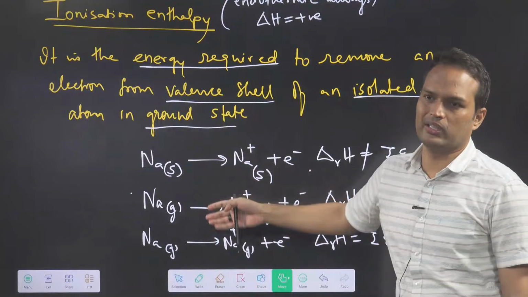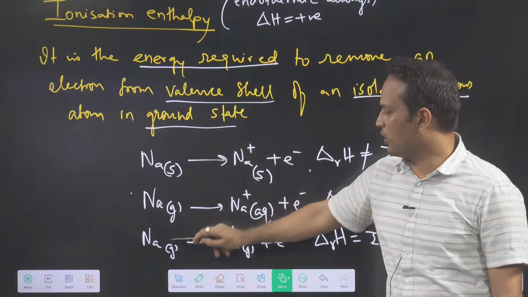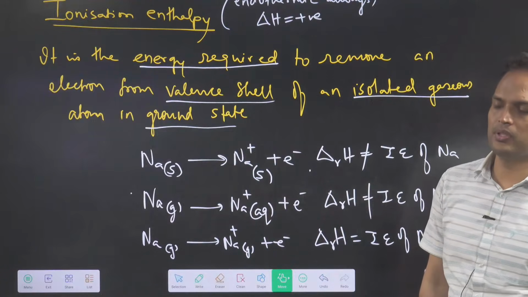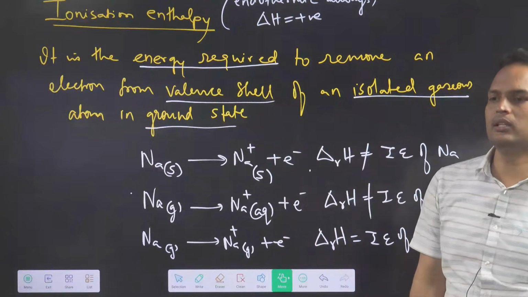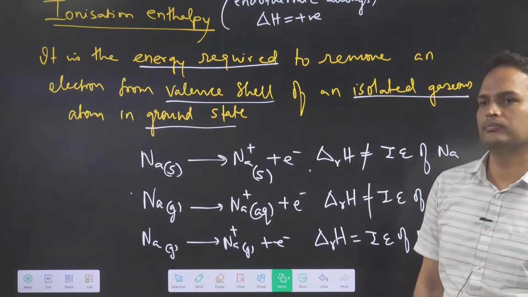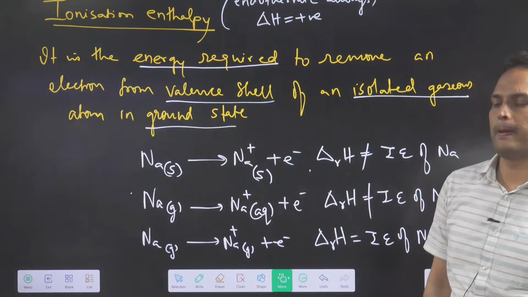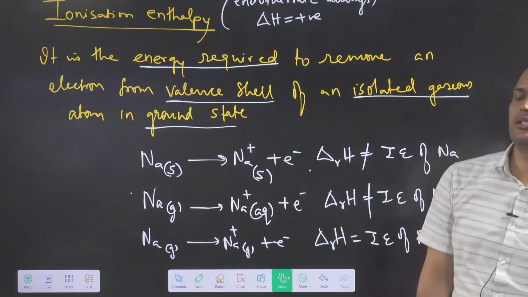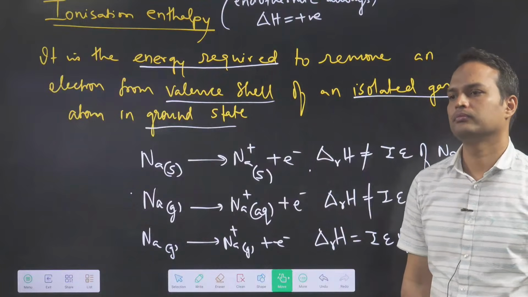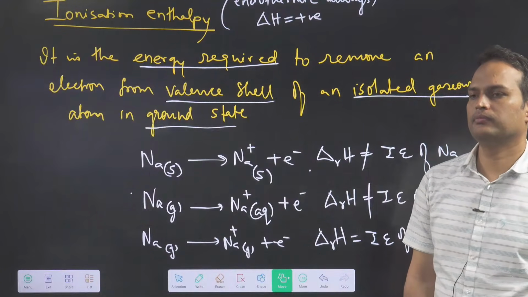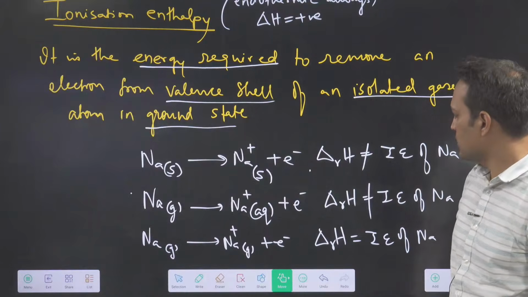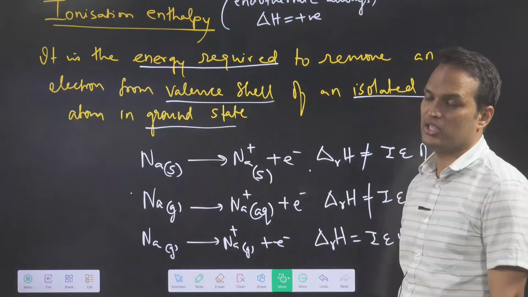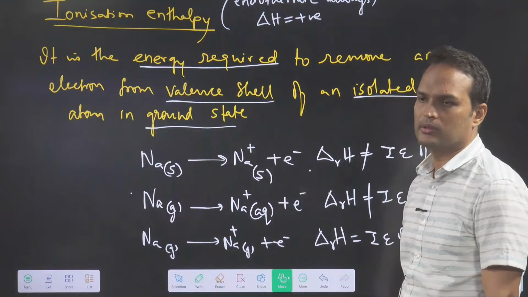Which of the following? They will give you three options. Which of the following represents ionization energy? Clear? Done? So last one. It is the energy required, endothermic. Okay?